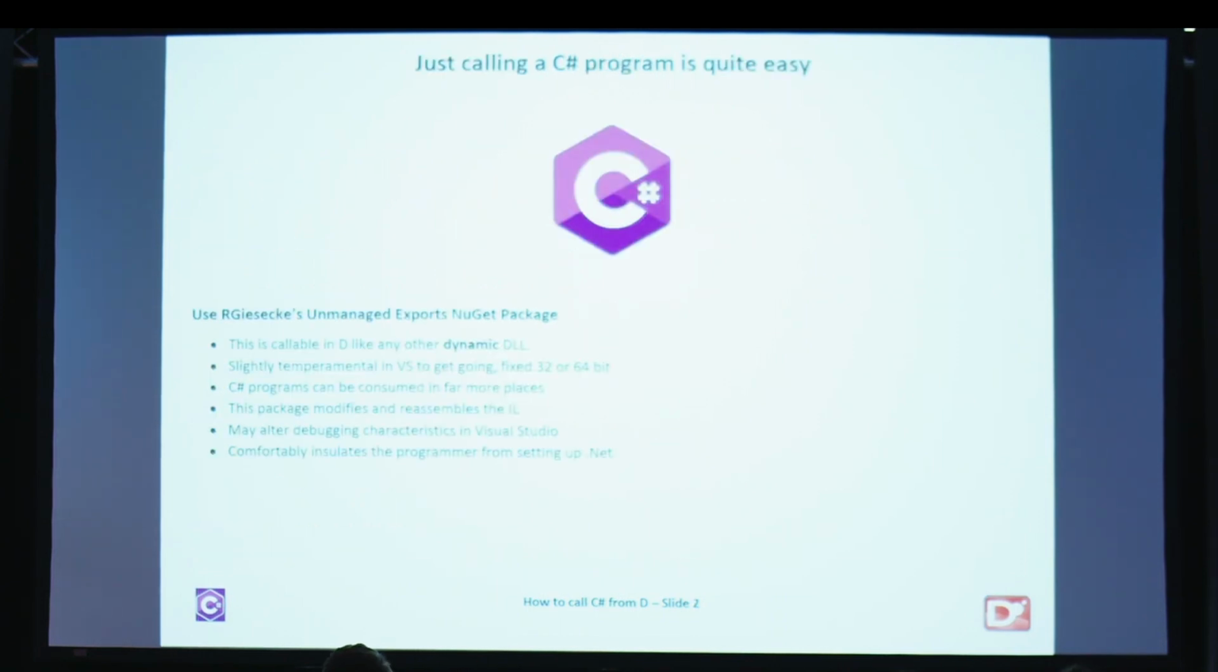Just calling C# is pretty simple. I'll show 3 ways that I've done it. One is an add-in to Visual Studio called unmanaged exports. Basically, that tampers with the IL and makes the thing callable by pretty much anything. Suddenly, you can have your C# code consumed by Visual Basic in Excel if you want.